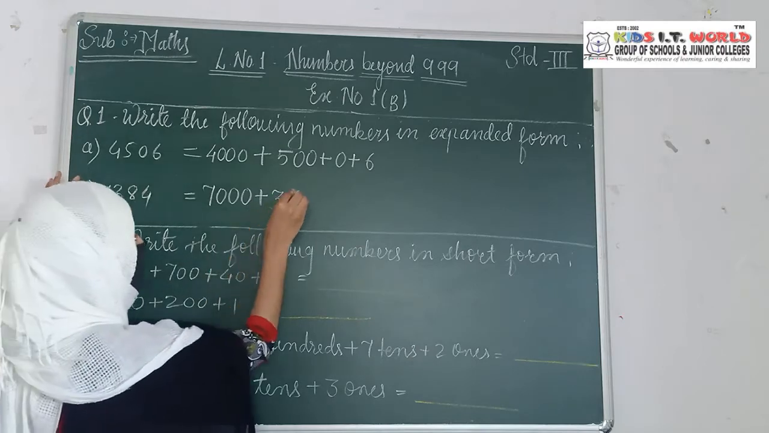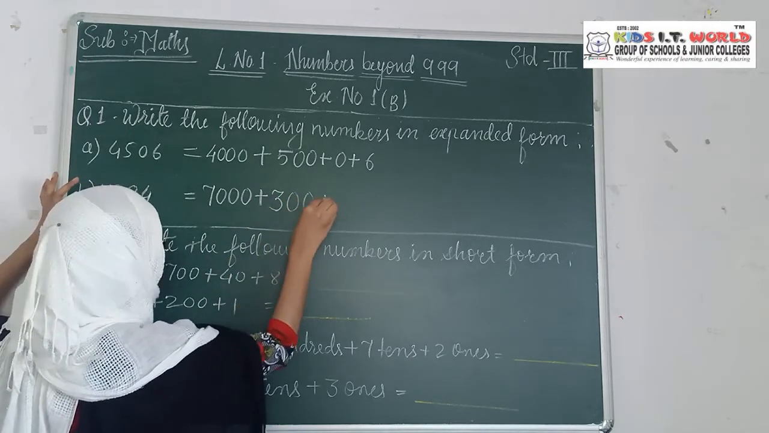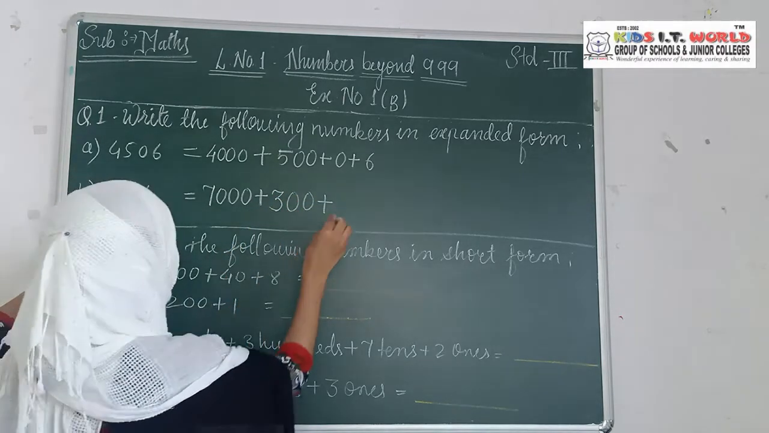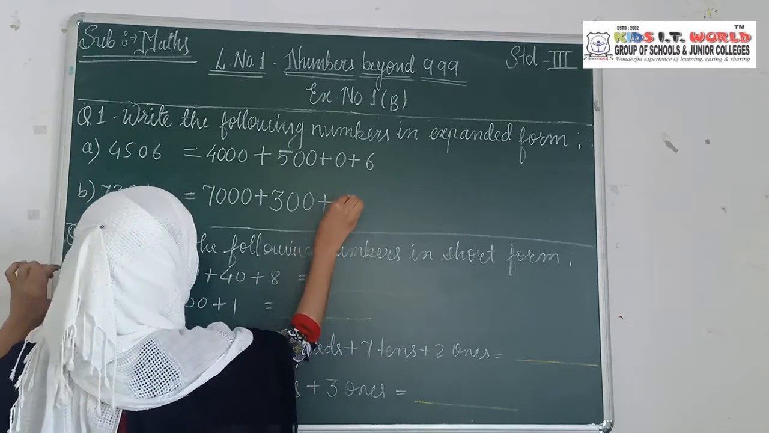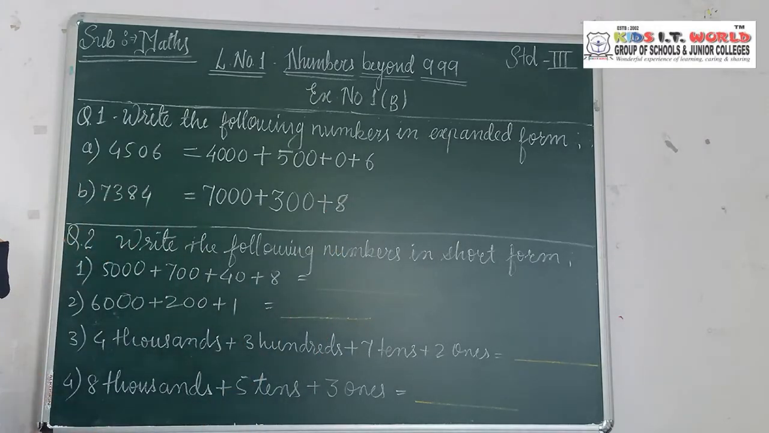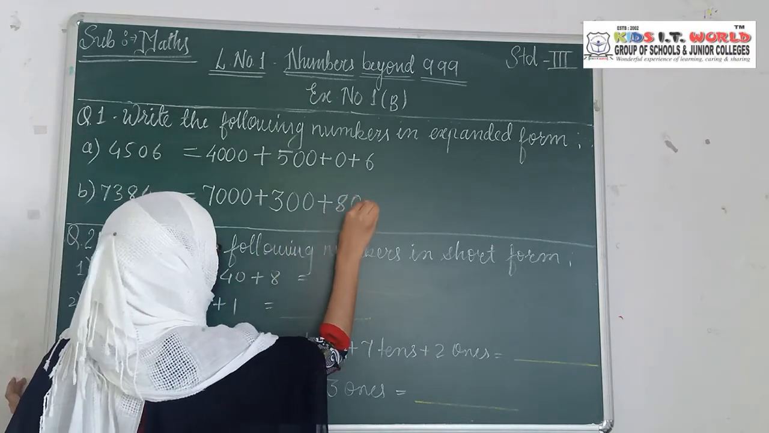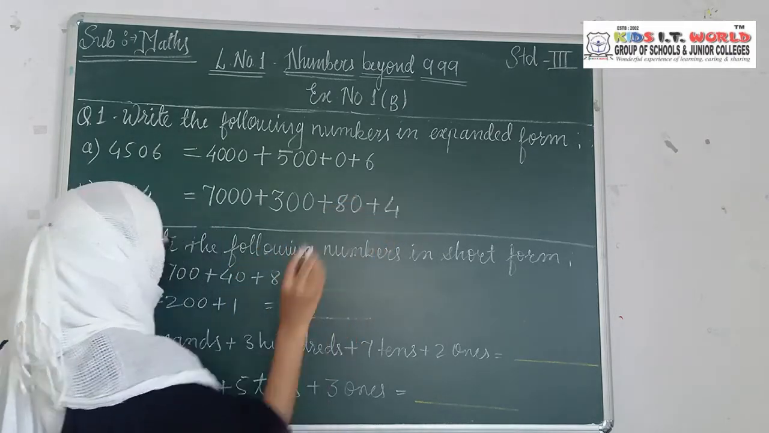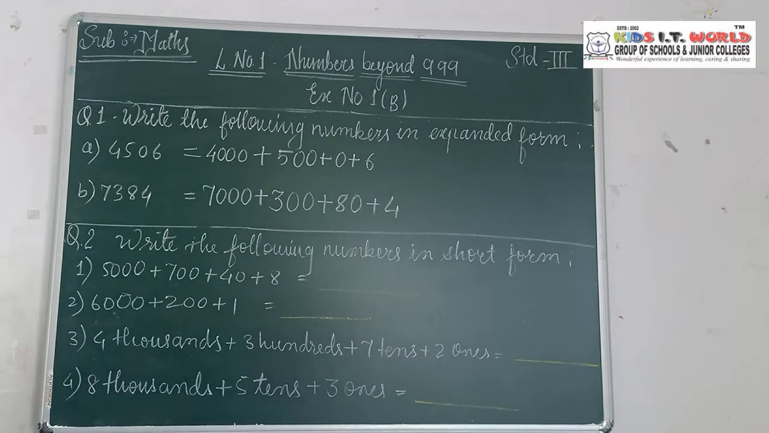On the 100, how many zeros will come? 2 zeros. Put the 2 zeros here. Then put the addition sign. Then it is 8. What is the place value of 8? It is tens. So how many zeros will come on the tens? 1 zero. So write down the 1 zero here and plus 4 will be as it is. In this way, you have to do the expanded form of the number.